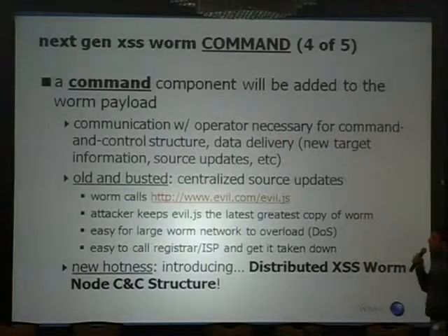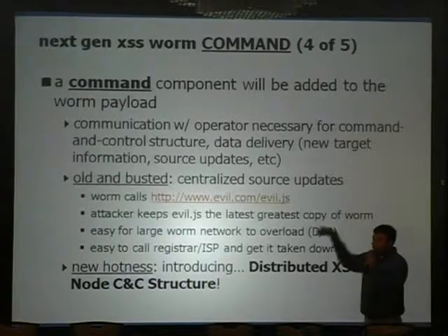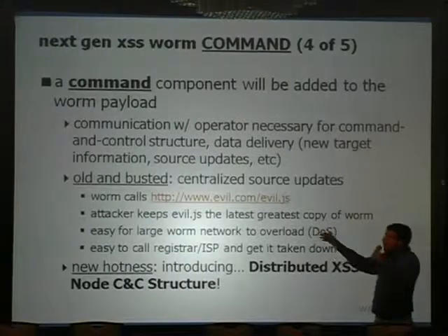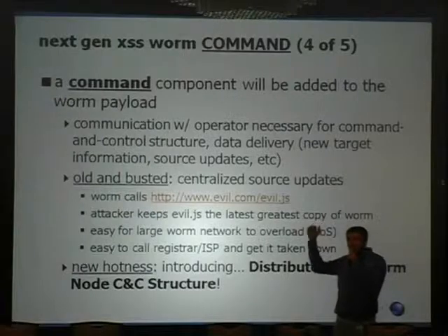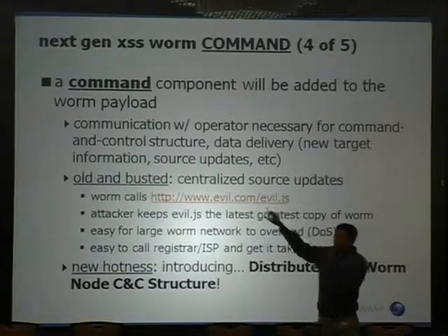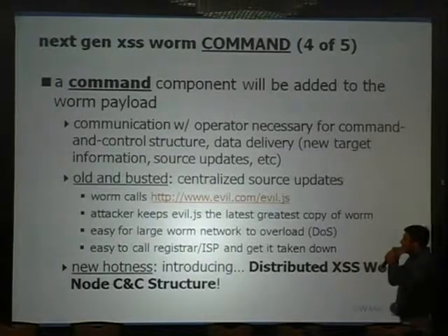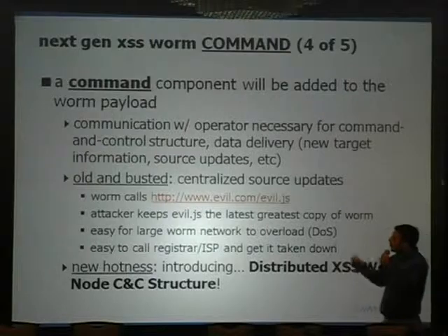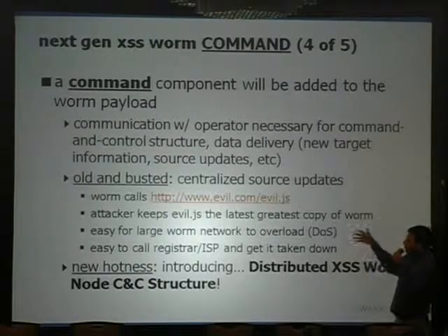So command and control. Okay, so this is one of the cool things that I wanted to introduce today. So again, the old way of doing command and control that actually nobody ever even got to do was the worm would call evil.js, and then as the attacker found more and more vulnerabilities, he would bake them into this evil.js that he controlled. So as time went on, evil.js would be the latest and greatest copy of the worm. But again, there's problems with that centralization.